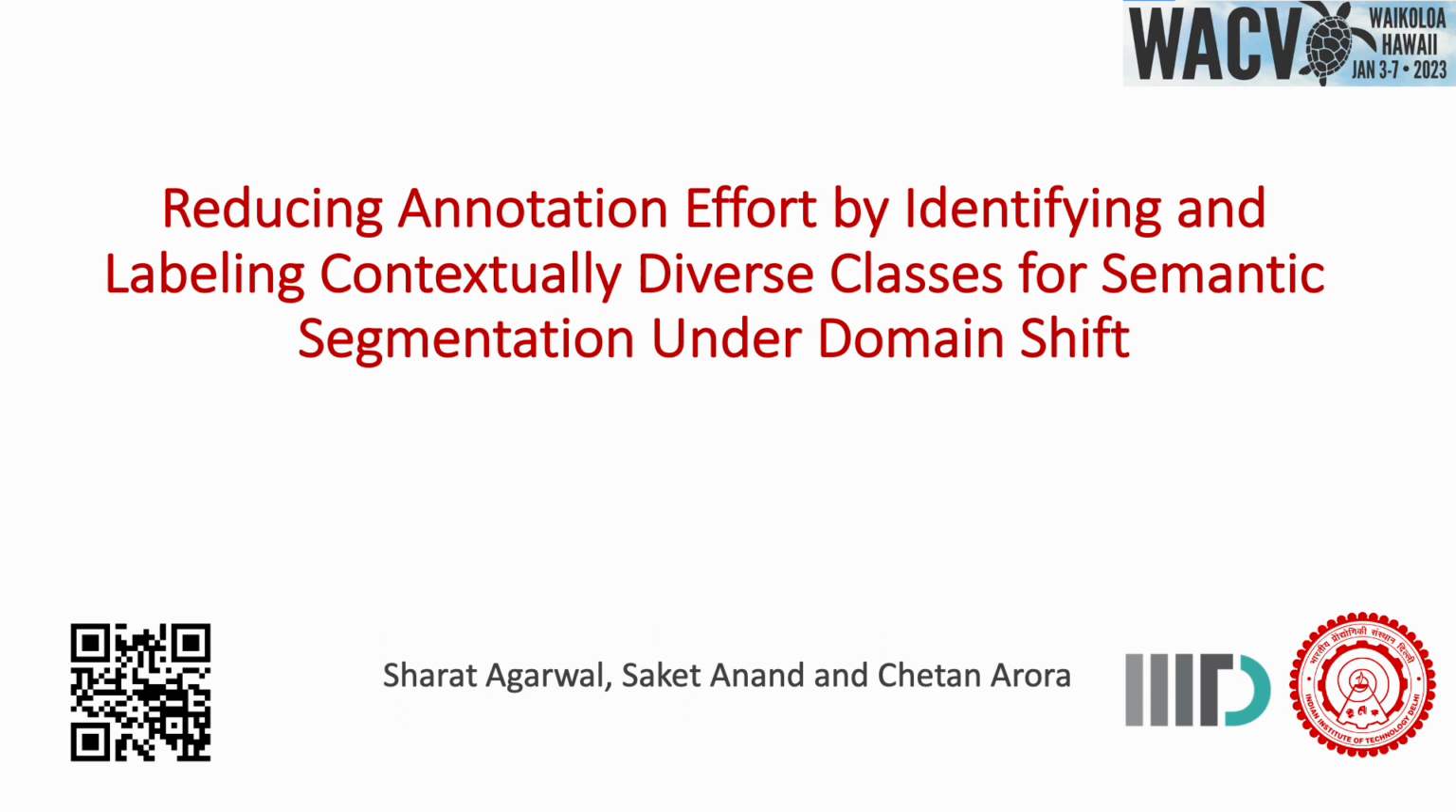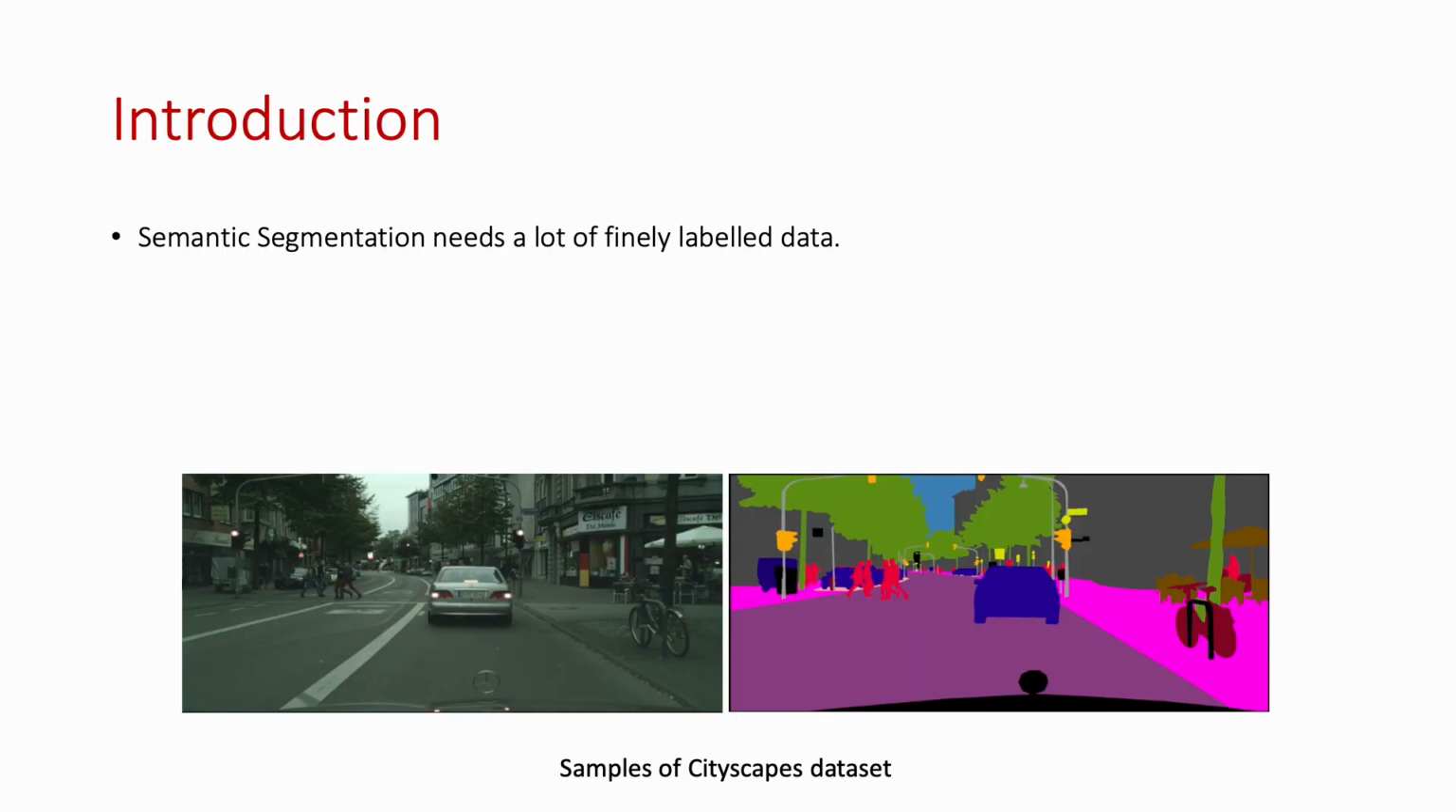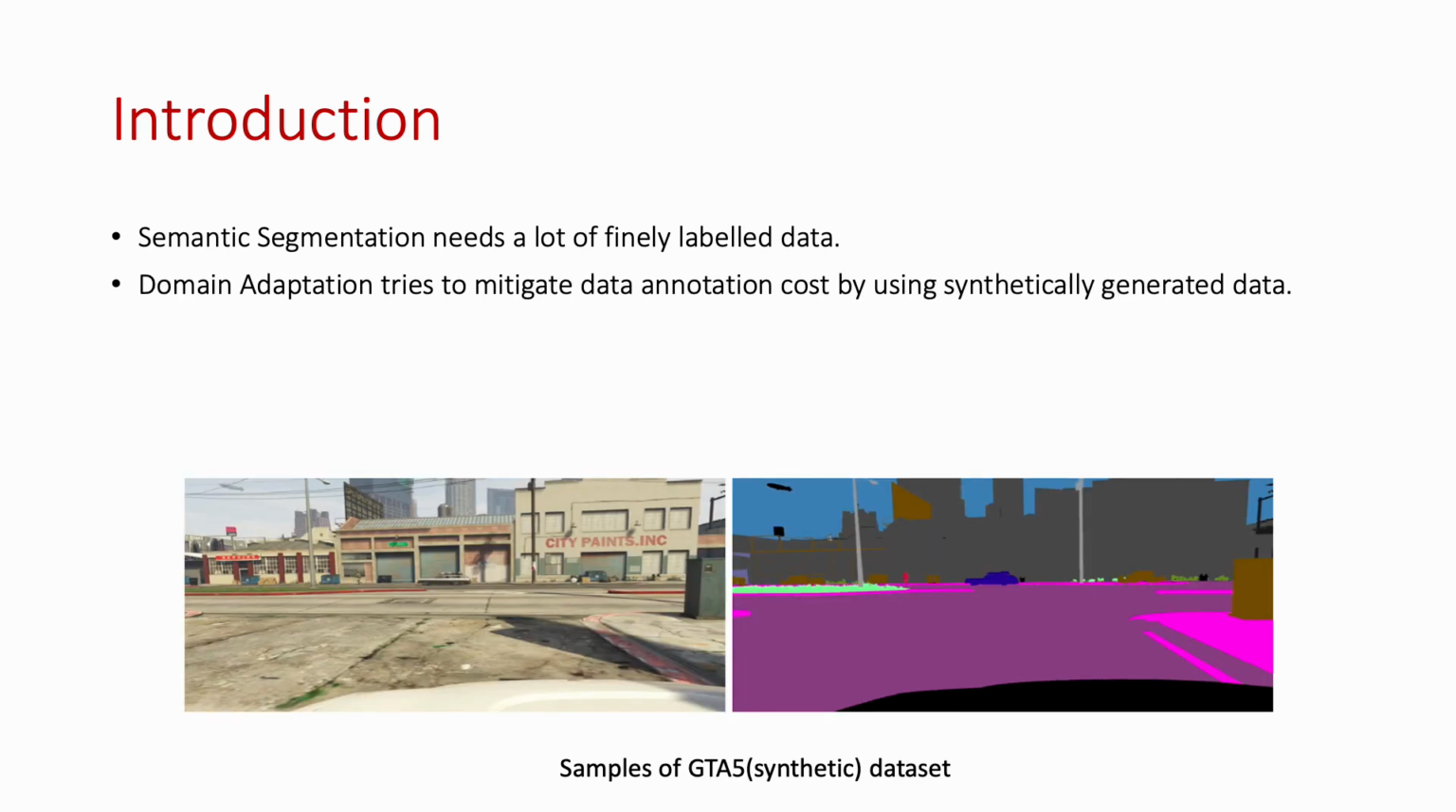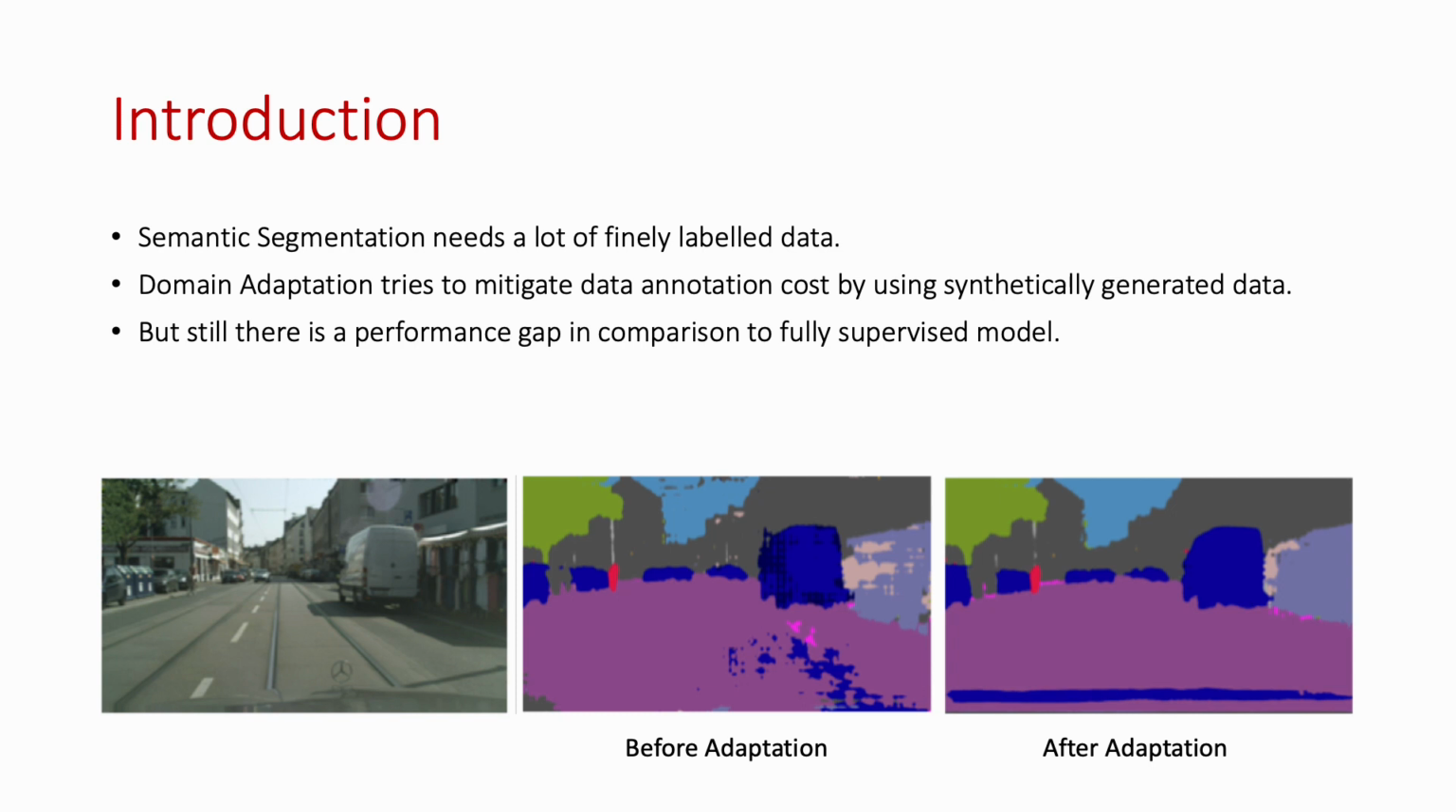I will be presenting my work titled Reducing Annotation Effort by Identifying and Labeling Contextually Diverse Classes for Semantic Segmentation under Domain Shift. In training semantic segmentation models, one needs a lot of finely labeled data, which is expensive to annotate and curate. So techniques like domain adaptation were introduced to mitigate data annotation cost by using synthetically generated data.